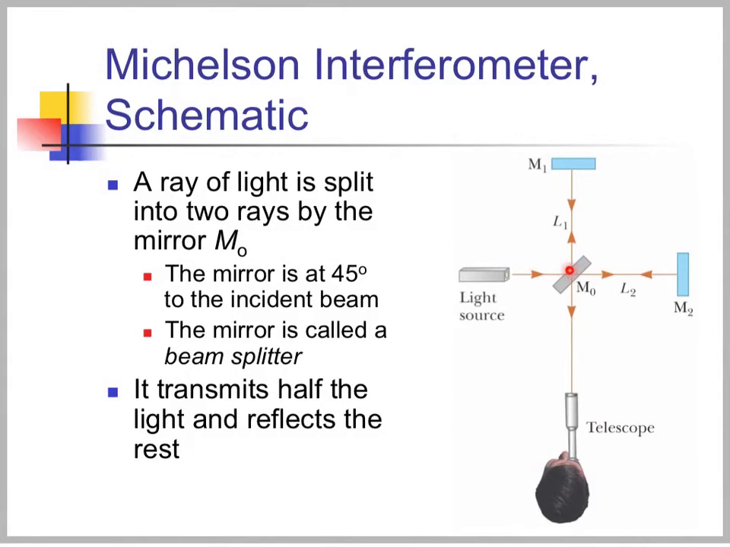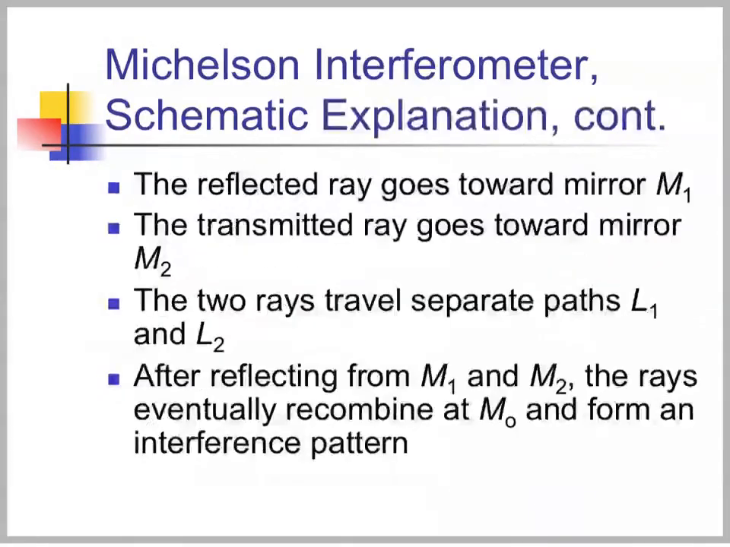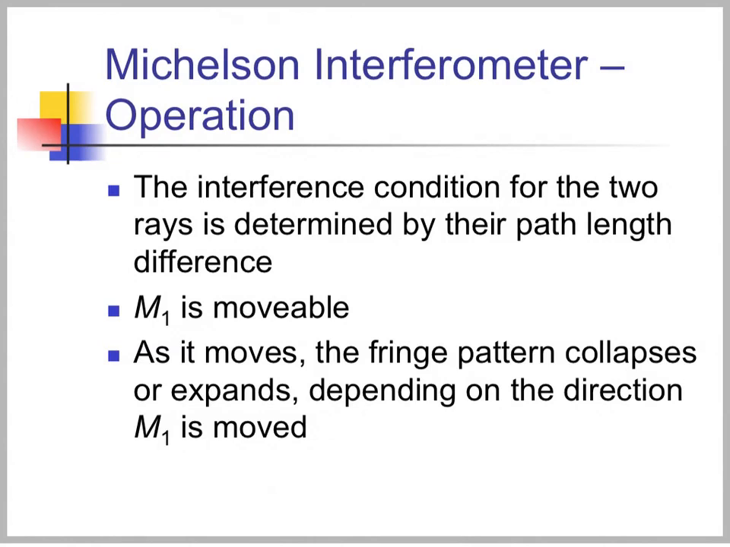So half the light is reflected, half the light is transmitted. The reflected ray went towards mirror 1, the transmitted ray went to mirror 2. So the 2 rays travel separate paths, L1 and L2. And after reflecting from the mirrors, they eventually recombine at the half-shaded mirror, and they're going to form an interference pattern. The interference condition for the 2 rays is determined by their path length difference.